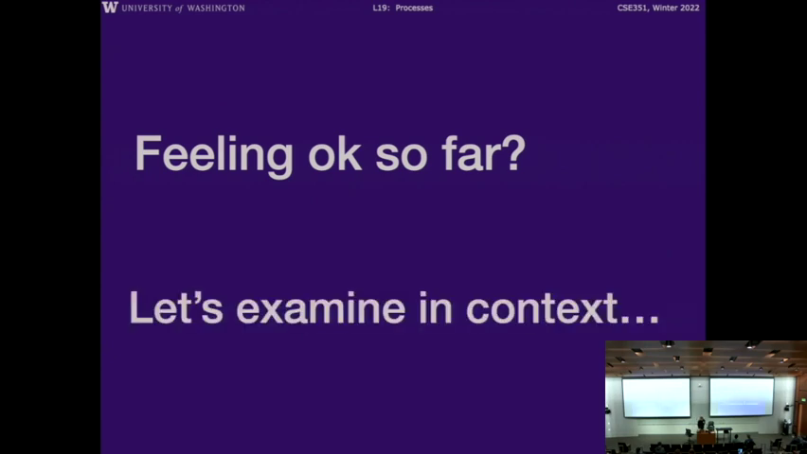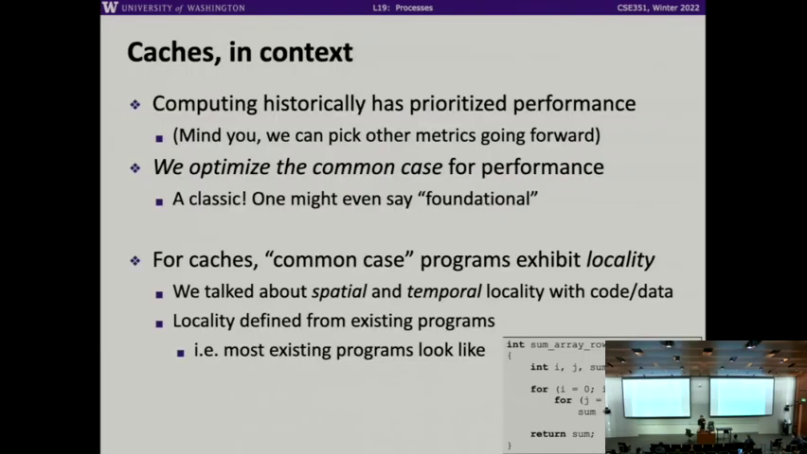Okay, let's keep going. So back to context. Let's talk about caches. Mentioned in the back, computing historically has prioritized performance. Mind you, we can pick other metrics, but we optimize for the common case.